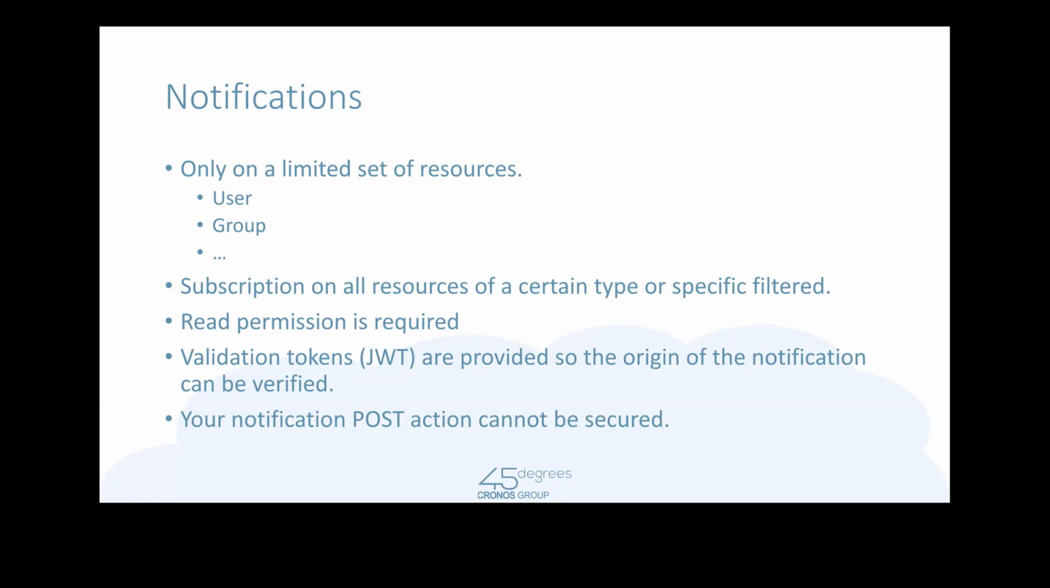Unfortunately, the notification post action that you need to build, so that the Graph API can send you something to let you know that something is created, cannot be secured for the time being. I don't know if Microsoft is planning to give you a system where they give you an access token, and then it will send back that access token, and you can verify it. But for the meantime, they give you a validation token. It's not that secure, but it's already something that is secure.